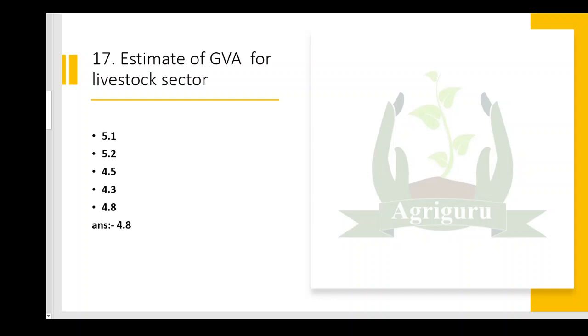Next is estimated GVA for livestock sector. It was also a question from current affairs session. GVA means gross value added. Gross value added is a part of GDP. So it is around 4.8-4.9. So you can see the answers and the option.